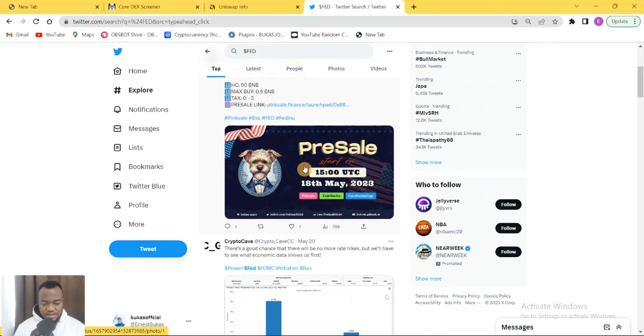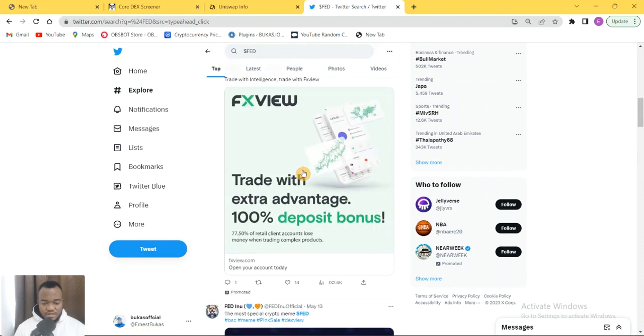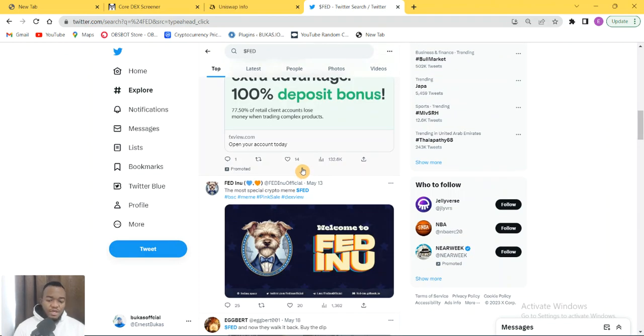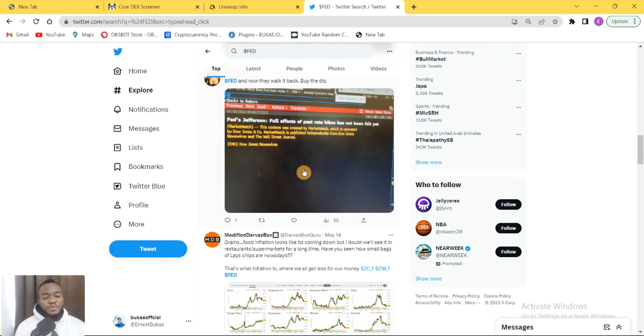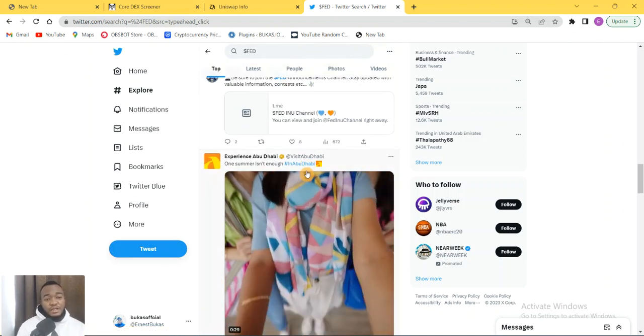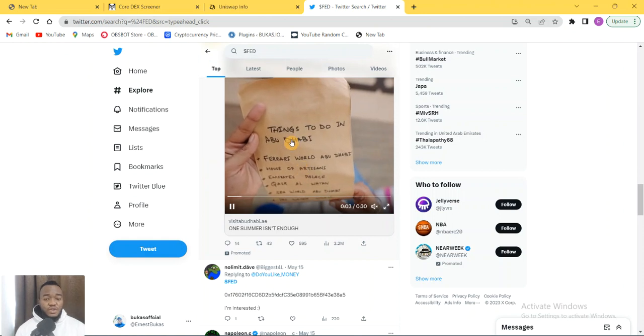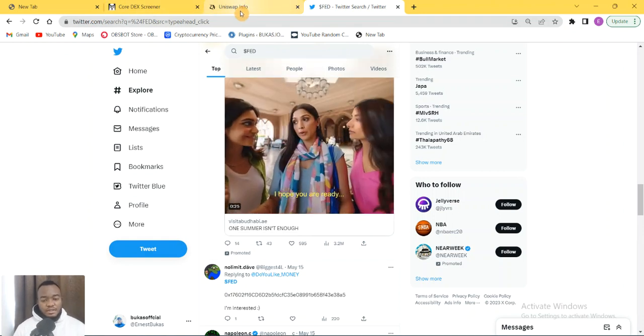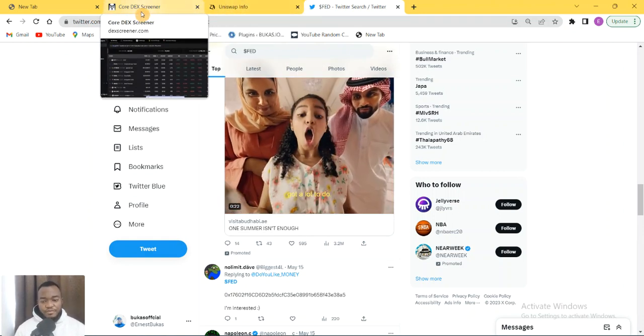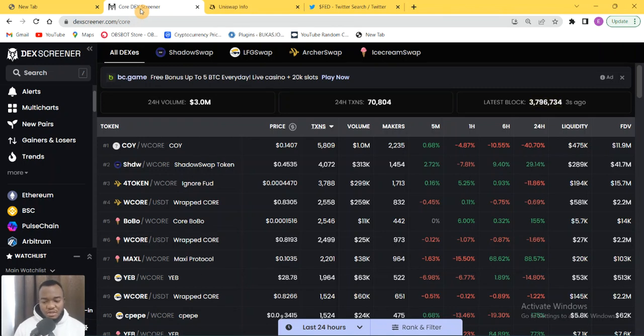So this coin is the RFD, so that you can see what people are talking about the coin. If there are a lot of people and the coin is trending on Twitter, then you know that it is a good coin for you to cash out from, because when people are talking about it, it means that the coin is going to gain height.